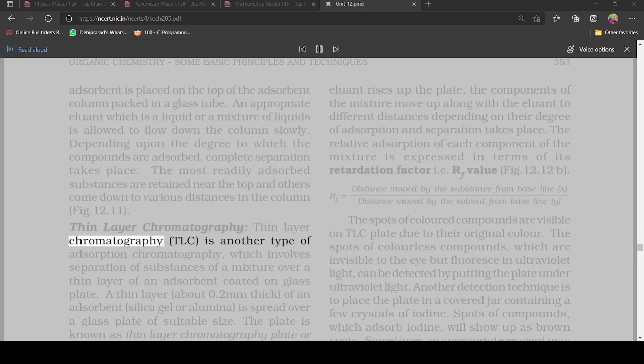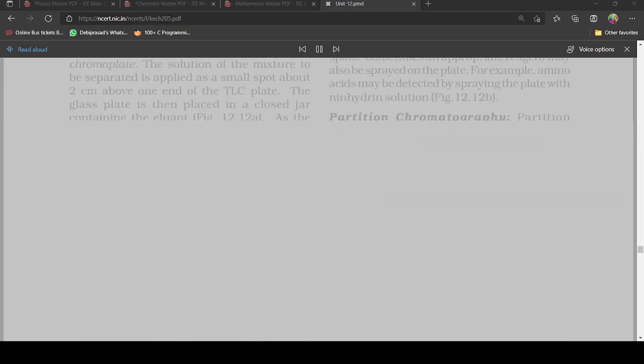Thin layer chromatography, TLC, is another type of adsorption chromatography, which involves separation of substances of a mixture over a thin layer of an adsorbent coated on a glass plate. A thin layer, about 0.2 mm thick, of an adsorbent, silica gel or alumina, is spread over a glass plate of suitable size. The plate is known as thin layer chromatography plate or chromoplate.